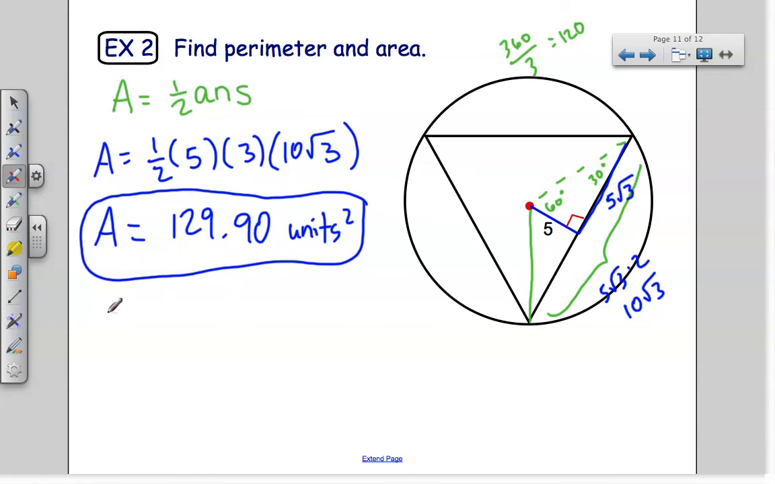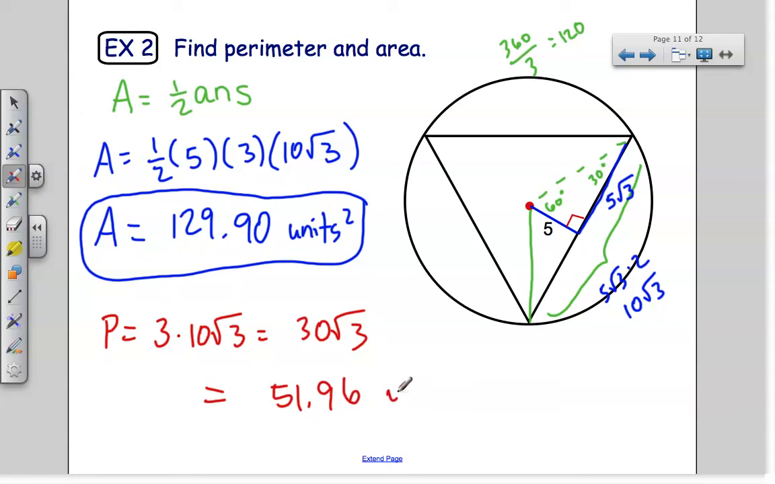And lastly, I need perimeter. There's 3 sides, each 10 square root of 3 in length. So 3 times 10 square root of 3, or 3 times 10 would be 30 square root of 3. If I get a decimal there, rounded 51.96. And this is just units because it's just a length or a distance. So today you're going to have to use either trig or special right triangles to be able to find the area of these regular polygons and use 1/2 ANS.